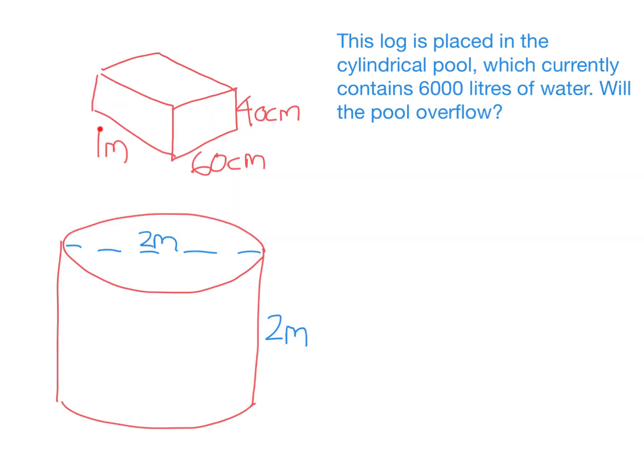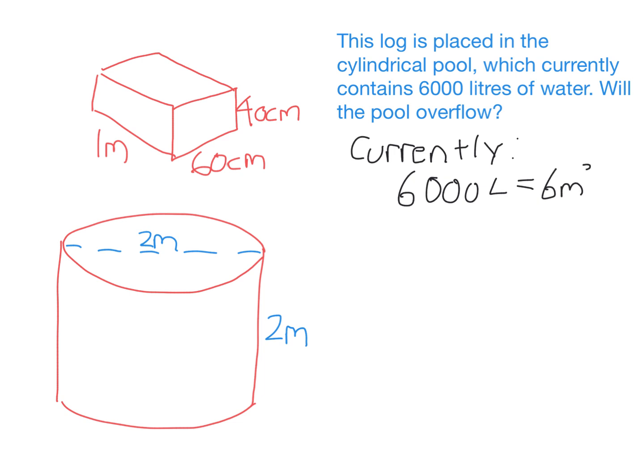So this wooden log here is going to be placed in this pool. The pool currently contains 6,000 litres of water, and we need to find whether or not the pool will overflow. So let's calculate the height of the water in the cylindrical pool currently. So note that 6,000 litres is 6 metres cubed. 1 metre cubed is 1,000 litres.